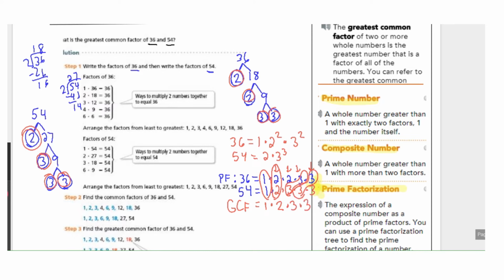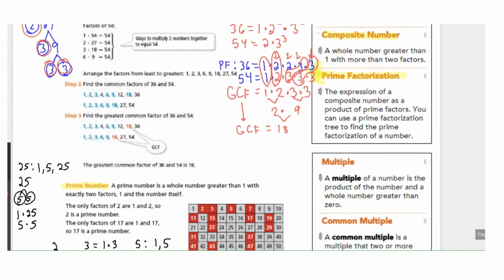So we have 1 times 2 is 2. Bring down everything that I did not use, or I can do 3 times 3 is 9. And then I have 2 times 9 is 18. So the greatest common factor is 18. The greatest common factor of 36 and 54 is 18. So that's what we're going to be working on the next page.